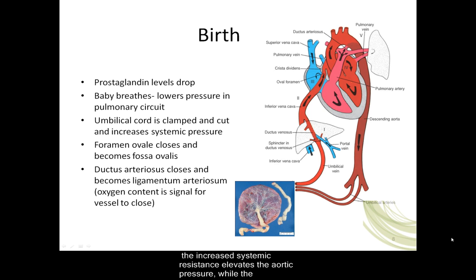First, the increased systemic resistance elevates the aortic pressure, while the decreased pulmonary resistance reduces the pulmonary arterial pressure. As a consequence, after birth, blood begins to flow backward from the aorta into the pulmonary artery through the ductus arteriosus, rather than in the other direction as in fetal life. However, after only a few hours, the muscle wall of the ductus arteriosus constricts markedly, and within 1 to 8 days, the constriction is usually sufficient to stop all blood flow.